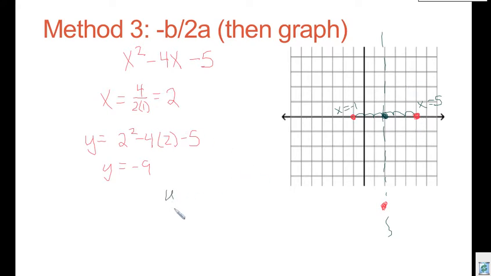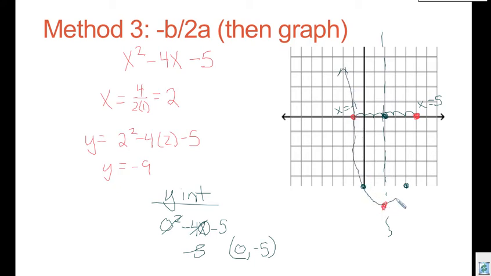Now let's say we wanted to find our y-intercept. Let's plug in 0. 0 squared minus 4 times 0 minus 5. So our y-intercept is the coordinate 0, negative 5. So 0, 1, 2, 3, 4, 5. Since we know that this is 2 away from our axis of symmetry, there has to be another coordinate that's 2 away at that same height. And now we can draw a very accurate graph.